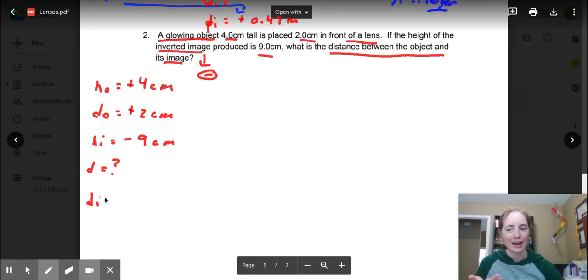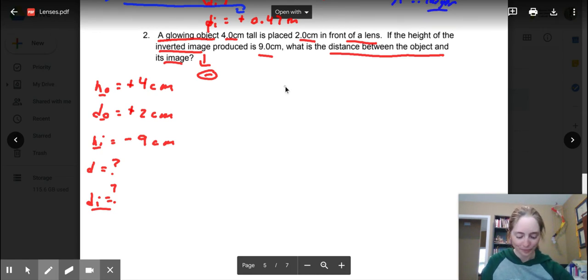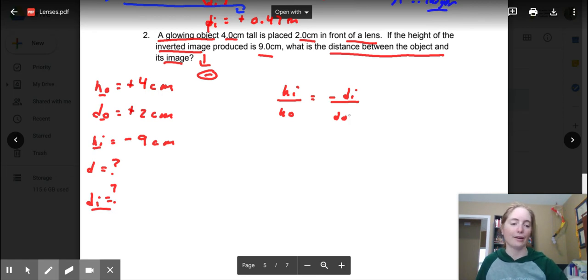Okay. So what I am going to need to do to calculate how far between the object and the image is, I need to calculate my DI first. So that's the first thing I'm going to need to calculate. Well, I'm trying to find DI. I have the height of the image, the height of the object, and the distance of the object. Well, I've got my magnification equation that has 3 of the 4 of those. So I have my height of the image divided by the height of the object is equal to the negative DI divided by DO.